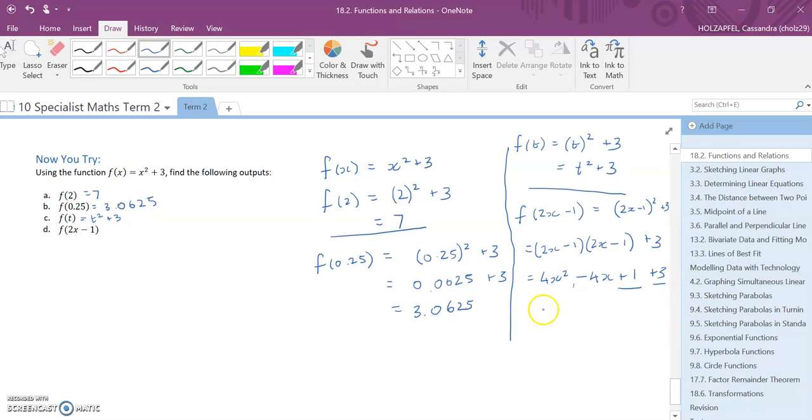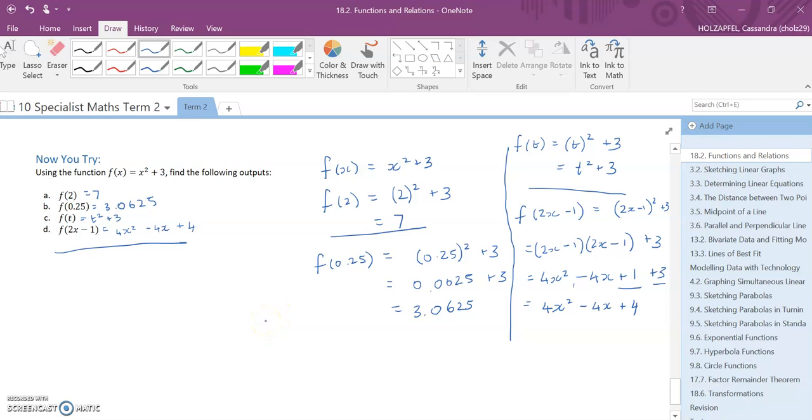Then we're going to collect our like terms. So that's going to give us 4x squared minus 4x plus 4. That's a nice one. We could factorize that out. Okay, so let's put that as our output now. So that's equal to 4x squared minus 4x plus 4. And that's it. That is our function notation for functions and relations.